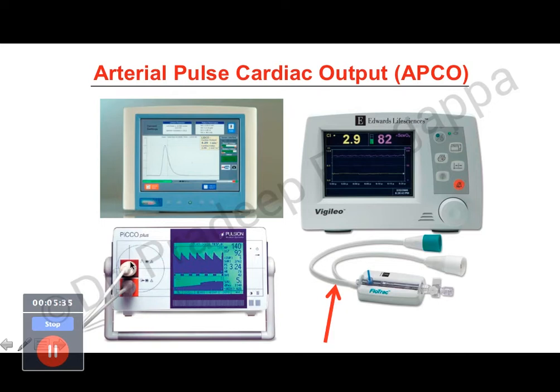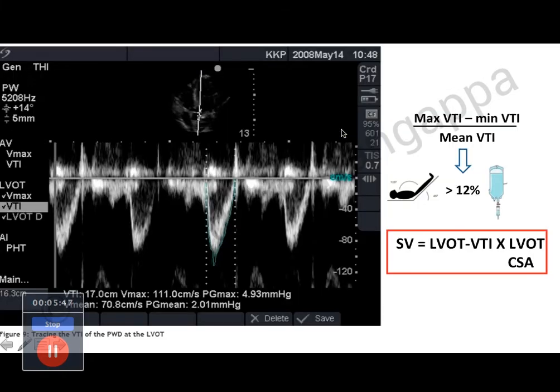You can use PICO, you can use LiDCO, or you can use Vigileo, or you can use FloTrac. I think in our hospital, we use Vigileo as a tool to monitor stroke volume variation. What I need to emphasize is the LVOT-VTI, which we measure with an echo by placing the sample proximal to the LVOT opening and taking a pulse wave Doppler.